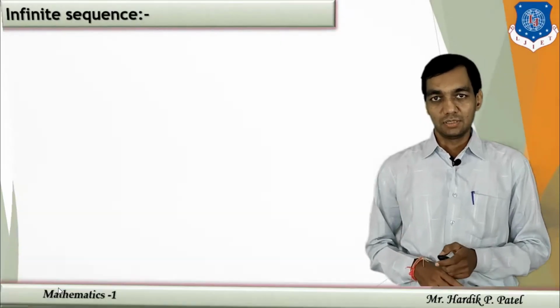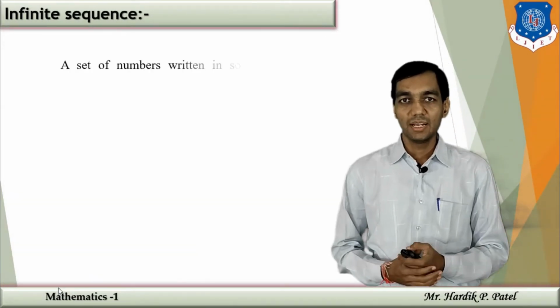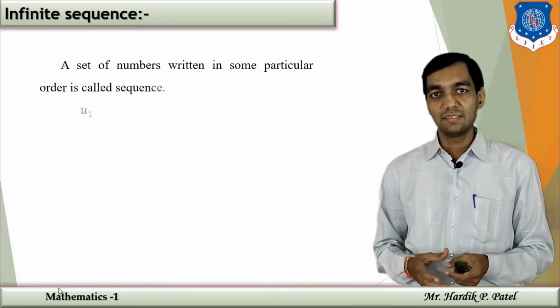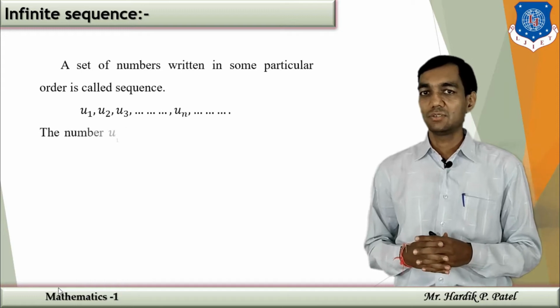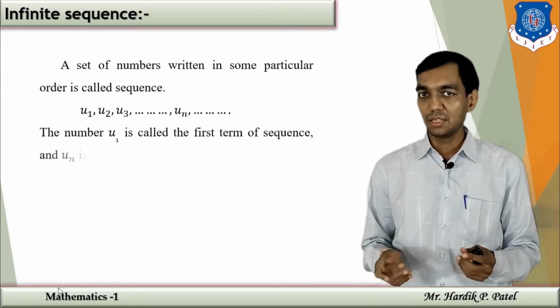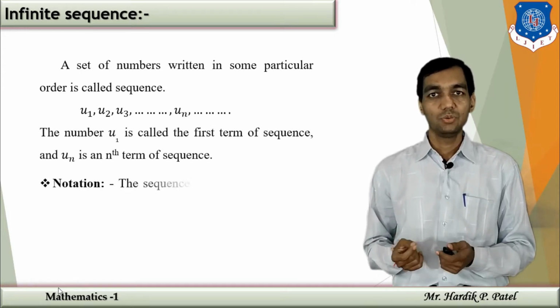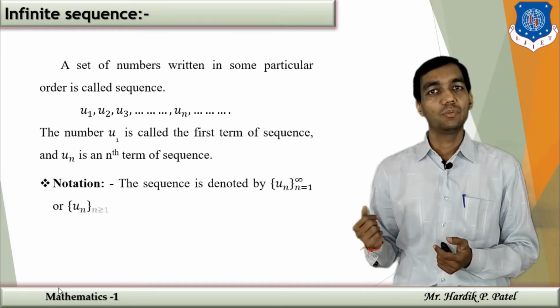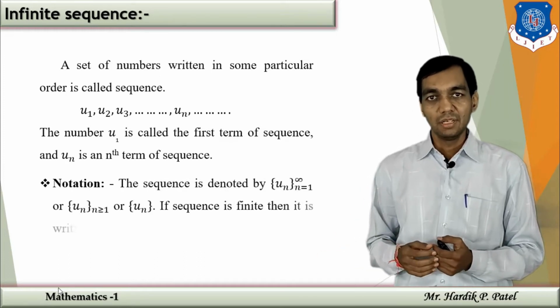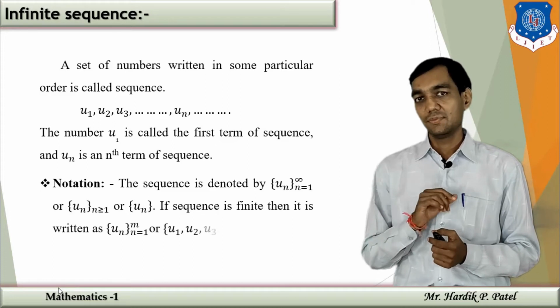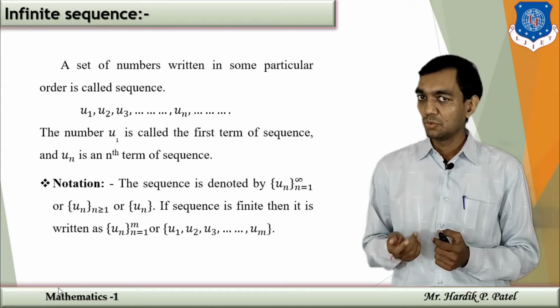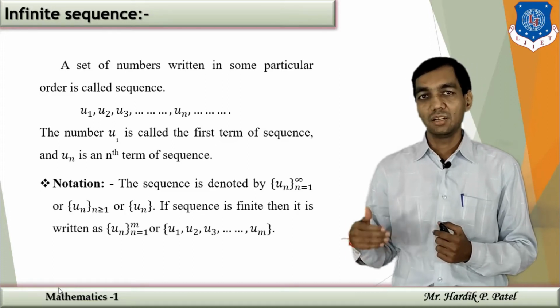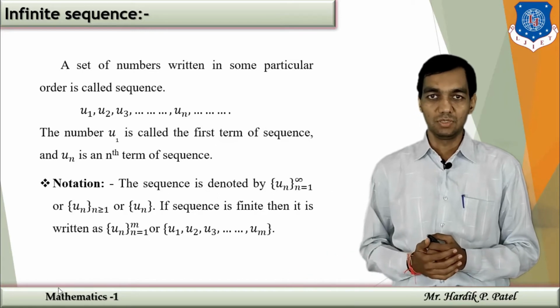What is a sequence? If you arrange any numbers in some particular order, then that is called a sequence, which is written in the form u1, u2, u3, un. Here u1 is the first term, u2 is the second term, u3 is the third term. In general, un is the nth term of a sequence.